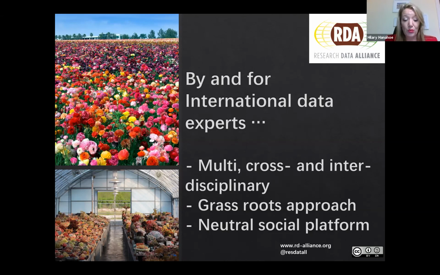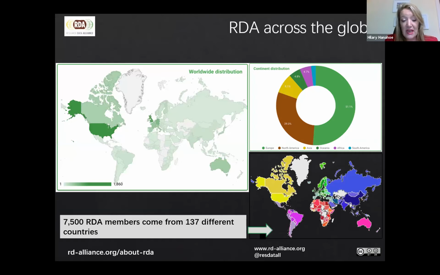So before I tell you about the mechanisms around RDA, just at the moment, RDA is made up of what we call these international data experts. Who are they? I prefer to call it the RDA community. We have over 7,500 members at the moment from 137 countries across the globe. Clearly, the continental distribution is heavily weighted toward the Northern Hemisphere.